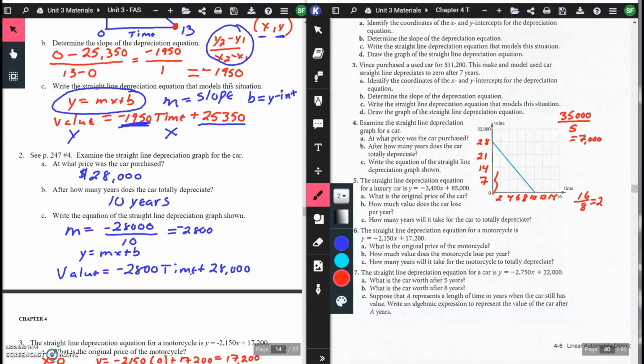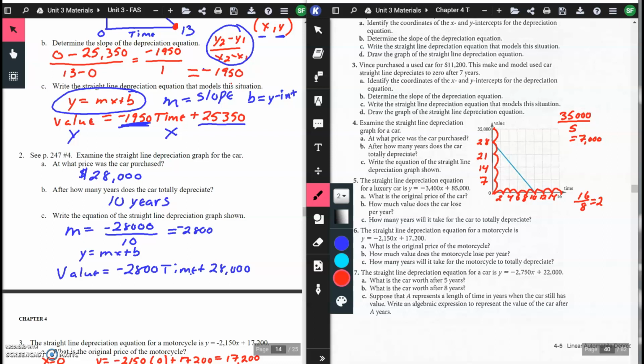So 1, 2, 3, 4. You have 4 jumps to get to that one, and 1 more to get to the top number. So 5 jumps in total. Take your 35,000, divide it by 5, so each jump is 7,000. So I just filled those numbers in for you. And do the same thing here. How many jumps? 1, 2, 3, 4, 5, 6, 7, 8. 8 total jumps all the way up to 16. So 16 divided by 8 gives you 2. So each jump was 2.